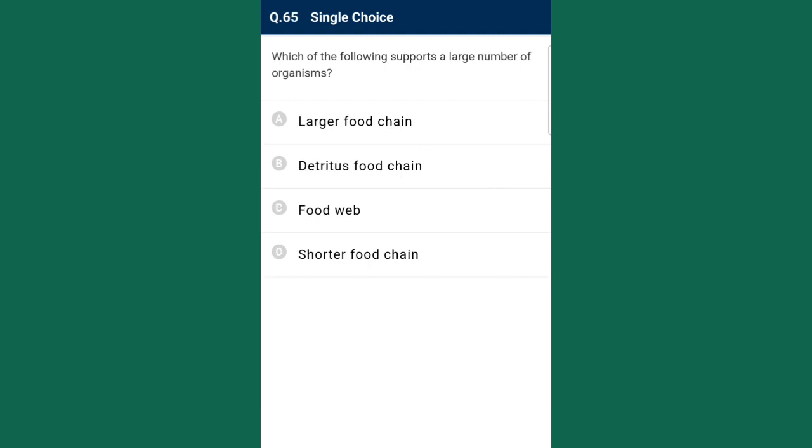Question number 65. Which of the following supports a large number of organisms? Food web supports a large number of organisms, as it is an interconnected food chain. So the correct answer is option C, food web.